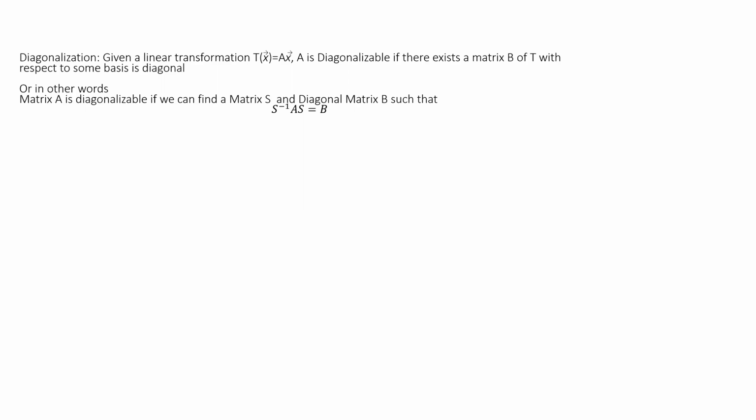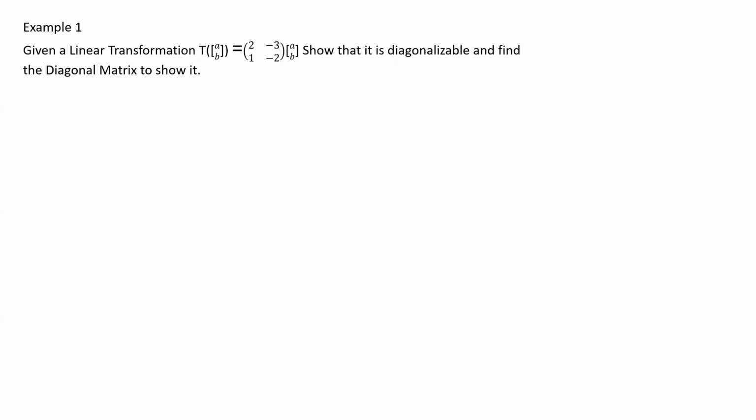So why not go ahead and try out an example of showing a diagonalizable matrix? Given the following linear transformation, let's show that it's diagonalizable. The first thing we want to do is find the eigenvalues. We get that from the characteristic polynomial, which we will find using this equation: the determinant of the matrix, we'll call it A, minus lambda times the identity matrix.